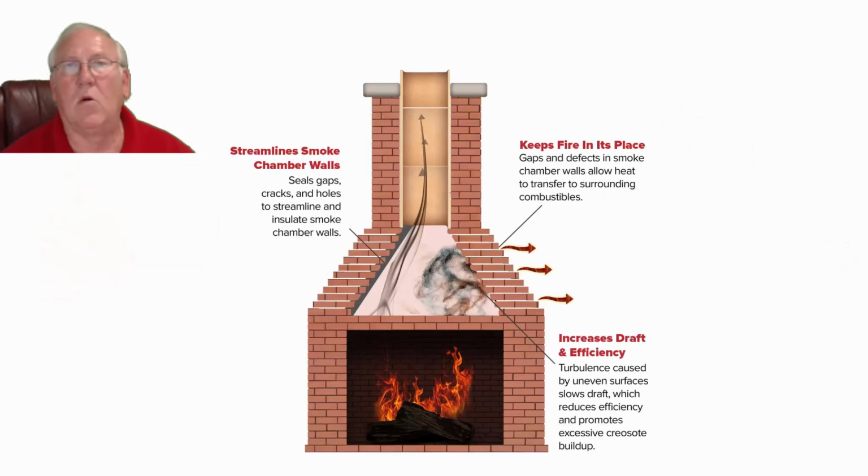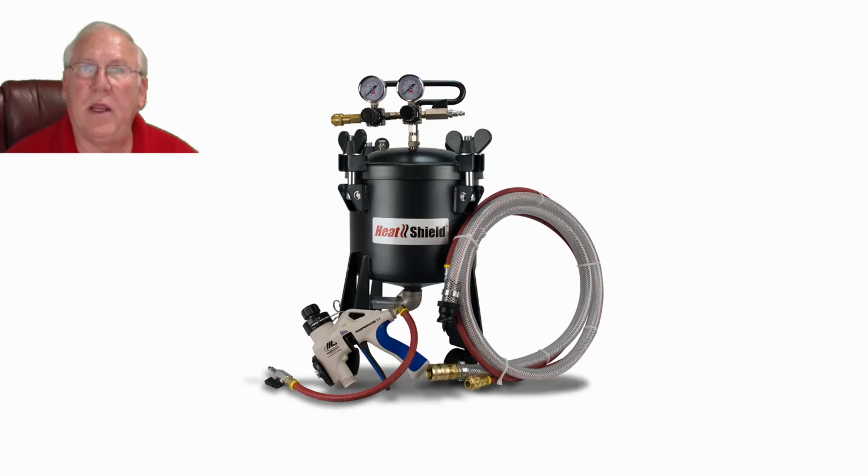All right, so basically, it's important that the smoke chamber be sealed up so that the gases don't get into the walls. And how we do that is we spray a refractory cement up there with this heat shield machine, and basically we're spraying it in there, sealing up all the holes and cracks in the chimney smoke chamber. And I've given you a price on doing that. So let's get back to your report.